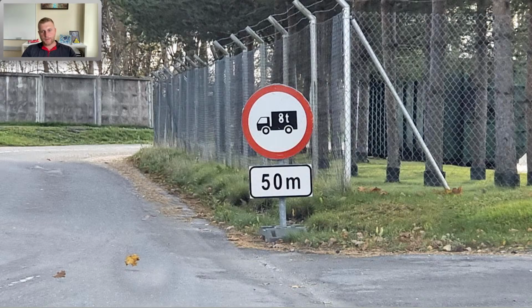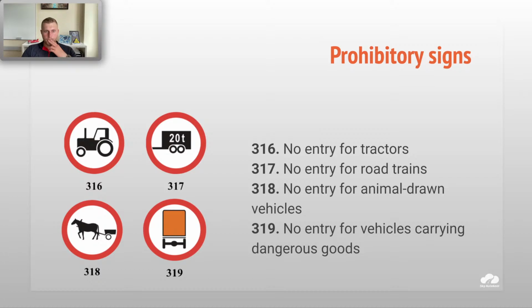Here we can see that there is no entry for trucks with a gross weight of more than 8 tons after 50 meters. So this additional panel means after 50 meters. Then no entry for tractors, and no entry for all trains. The mass of the train, meaning the trailer, cannot be more than 20 tons. Gross weight cannot be more than that. If there are no numbers inside, it means that trailers are not allowed at all in that area. Then animal-drawn vehicles are not allowed. It's not about horses themselves, it's animal-drawn vehicles, so we are talking about carts drawn by horses.